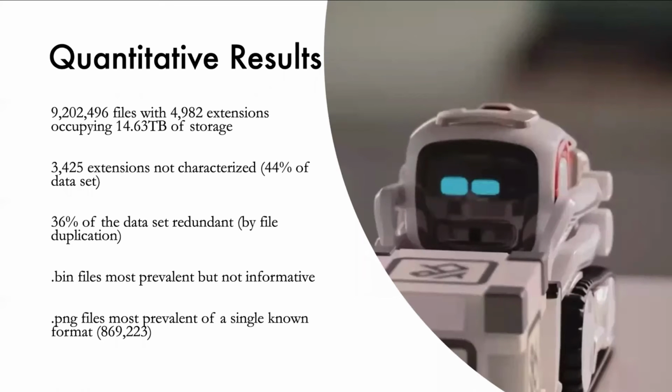And we basically think that this is because if you're doing a lot of software production work, you end up using the same frameworks and SDKs and things over and over again. And so there's a high amount of duplication across development environments just being copied and pasted across different projects. Bin files were the most prevalent, but not really informative because it's just an arbitrary collection of binary data. And PNGs were the most known format that we found. There's 870,000 PNG files in the data set.